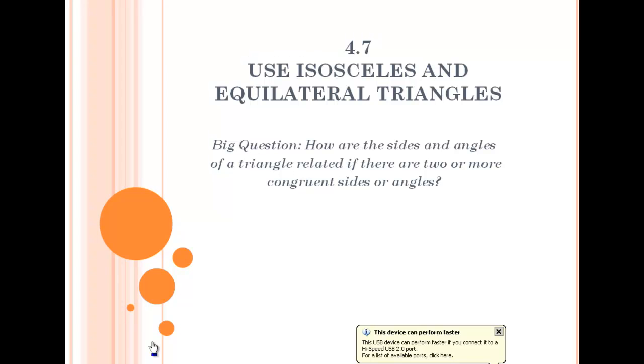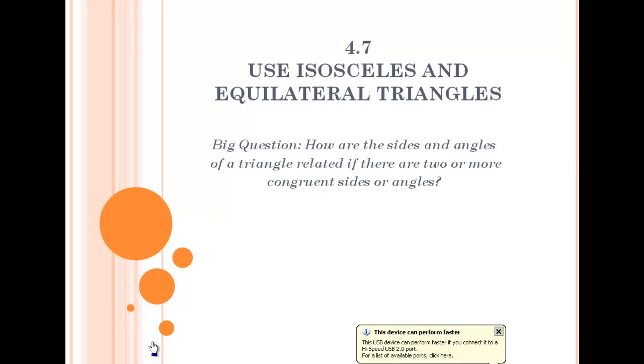Okay, this is lesson 4.7. I know it's a little out of order, but we are actually doing this after lesson 4.1. It's use isosceles and equilateral triangles. So our big question here is, how are the sides and angles of a triangle related if there are two or more congruent sides or angles?